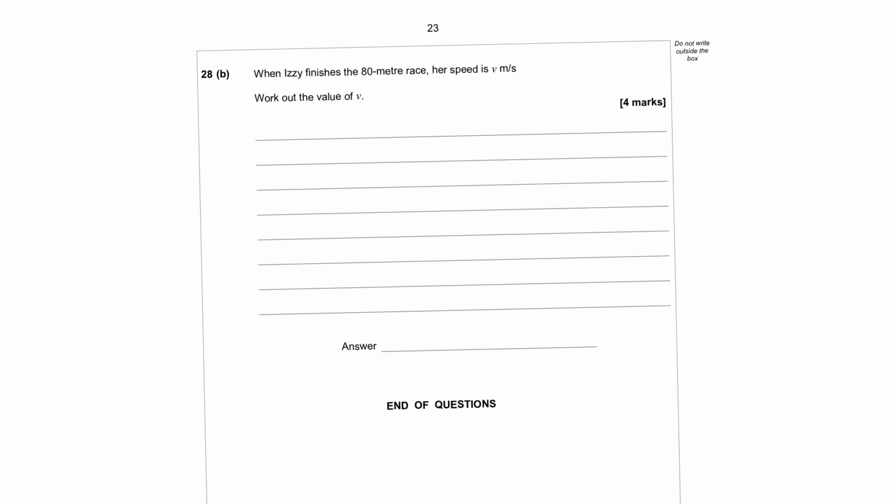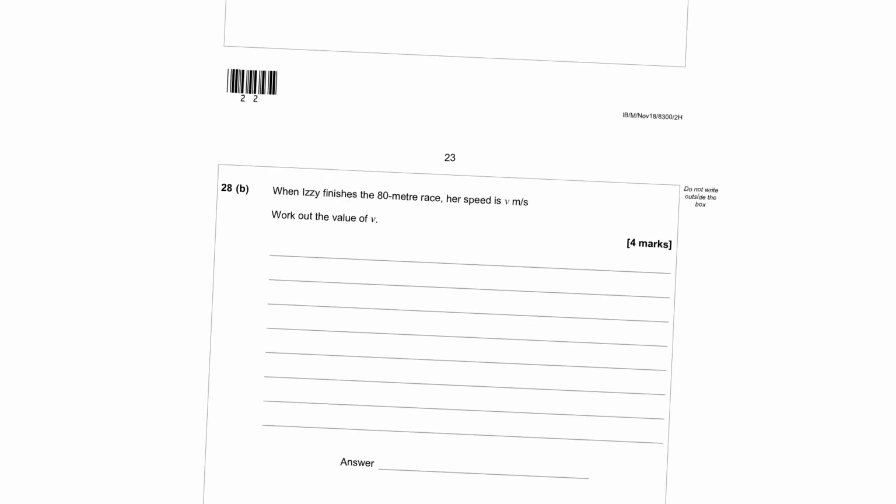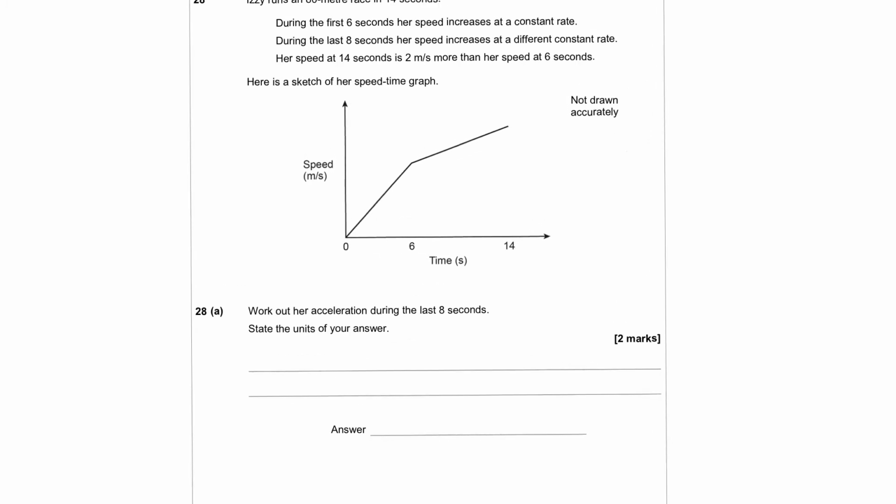So that's that. And then the last question of this paper says that Izzy finishes the 80-meter race with a speed of v meters per second. So it wants us to work out what v is. I'm going to go back to where the graph is in order to work this out. Let's call the speed here at 6 seconds x. It says that at 14 seconds, her speed is 2 meters per second more. So let's call that speed x plus 2.